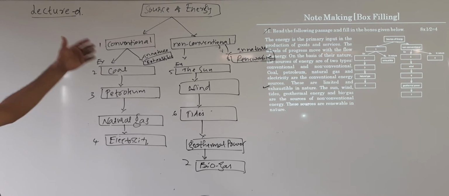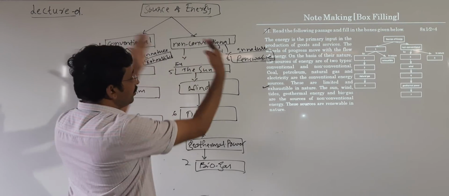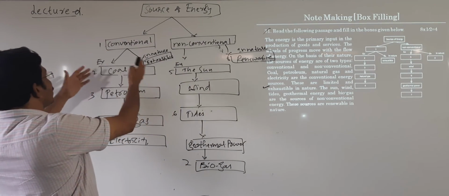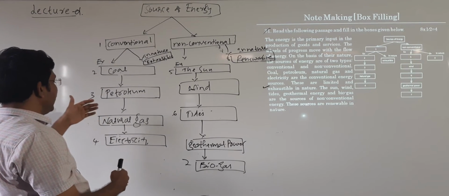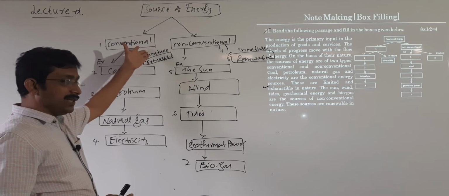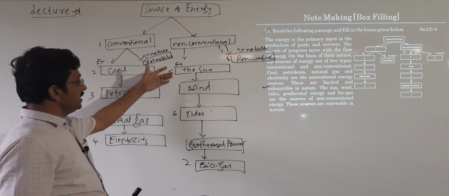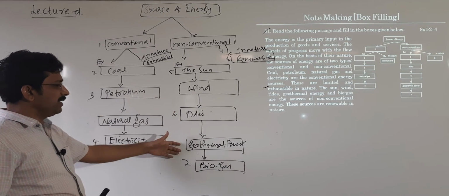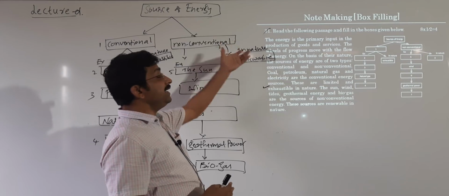Now see, sources of energy. There are two types of sources of energy, conventional and non-conventional. Conventional energy sources are coal, petroleum, natural gas and electricity. These are exhaustible in nature. Non-conventional energy sources are the sun, wind, tides, geothermal power, biogas. These are renewable in nature.